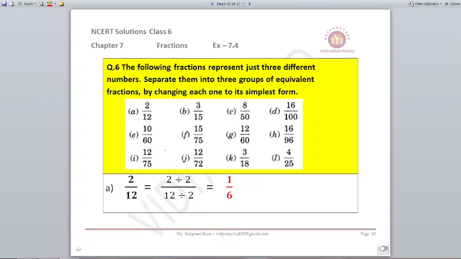The following fractions represent just 3 different numbers. Separate them into 3 groups of equivalent fractions by changing into simplest form. So we will now convert them into the simplest form. The number is 2 upon 12. Both the numerator and denominator are even numbers. So we will divide both by 2. We get 1 by 6.